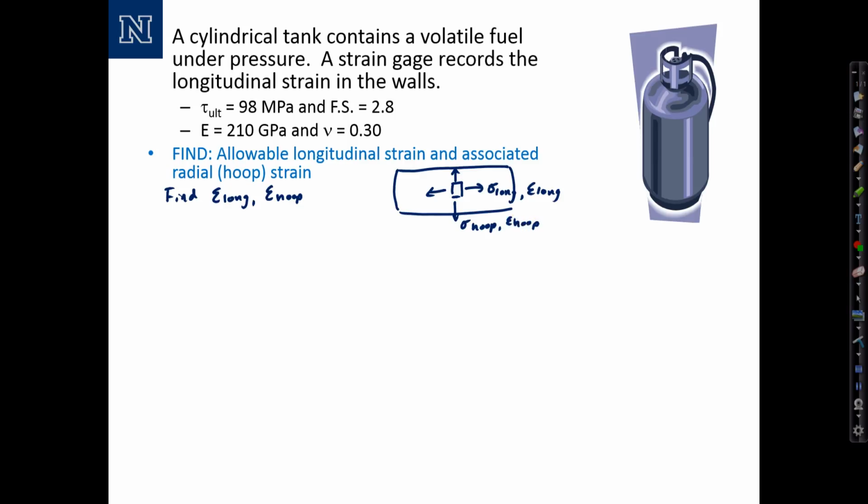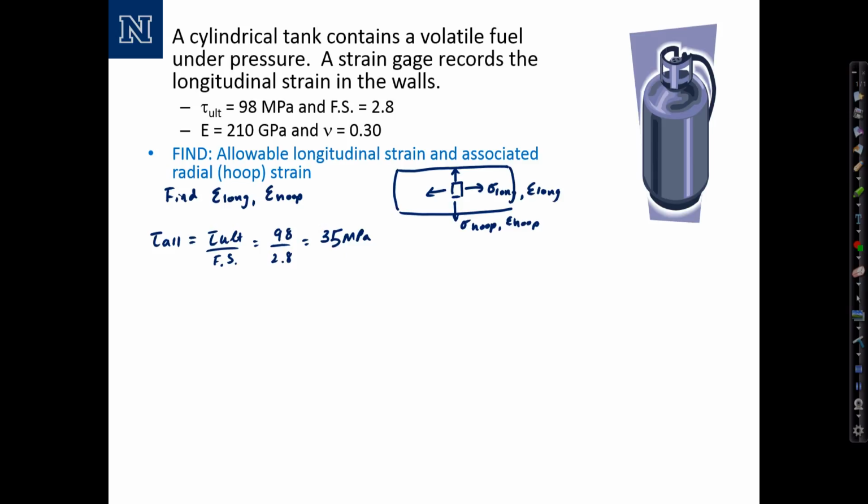Okay, so first let's figure out what the allowable shear stress is in the wall. If the factor of safety is 2.8, then the allowable shear stress is equal to the ultimate shear stress divided by the factor of safety, 98 over 2.8, or 35 megapascals. Okay, so next we want to relate this allowable shear stress to the normal strains that are recorded in the walls of the tank.